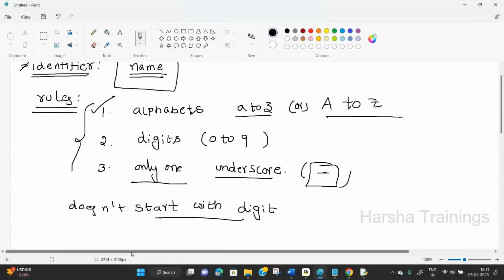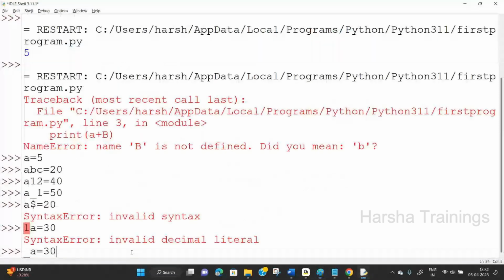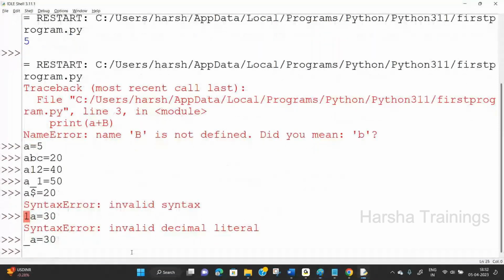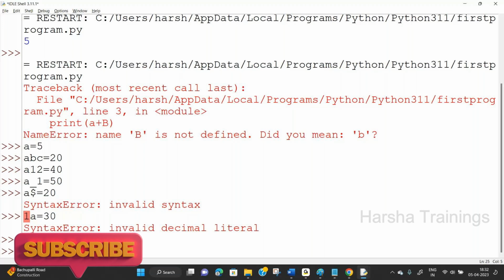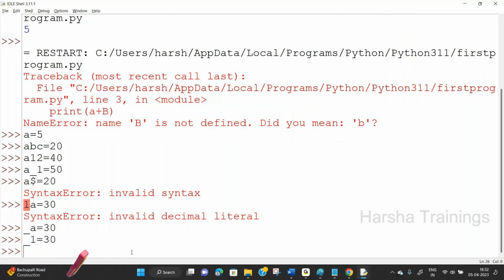The meaning is it can start with an alphabet or it can start with an underscore. Now that is perfectly valid. My final point is underscore 1 is equal to some 30. Valid or invalid? Valid. Why? It starts with underscore. Now you understand the point. Simply, identifier.